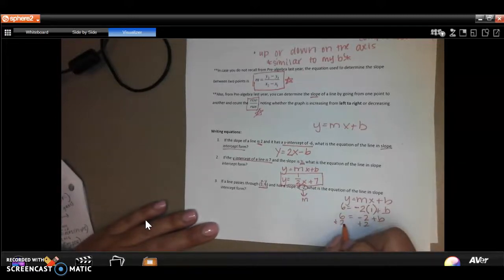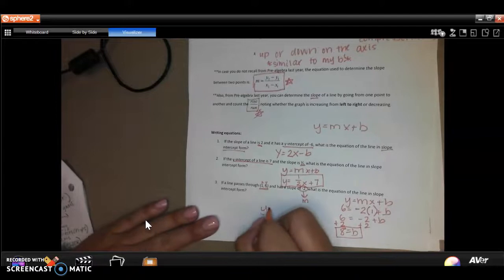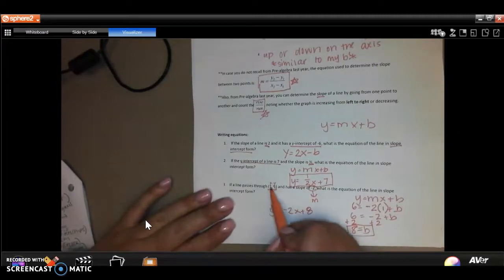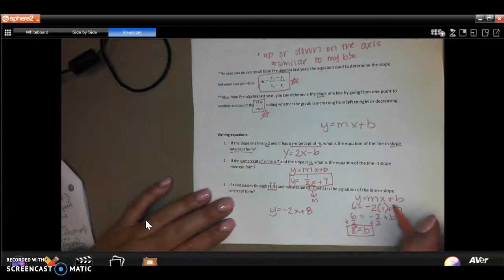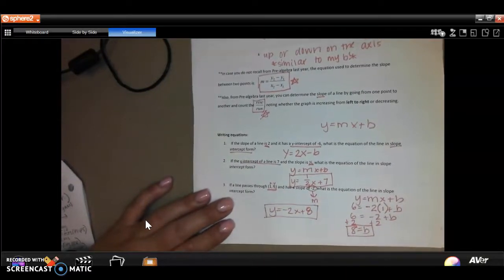So I'm adding 2 to both sides. We get 8 equals b. All right, so I have my slope, I have my y-intercept. Y is equal to negative 2x plus 8. All right, so this one is a little bit different. All we have to do is plug in our x and y to solve for b, because we have our slope. Should be a review from pre-algebra. All right, let's go on to the next page.